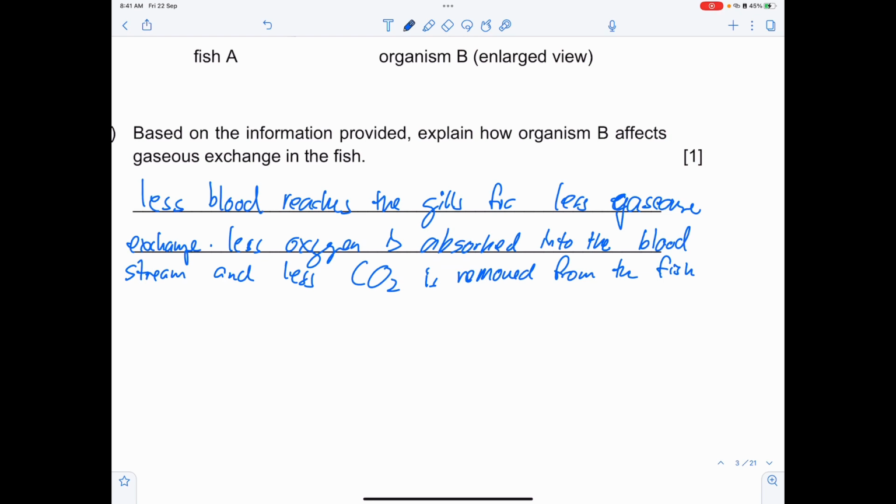Because they say gaseous exchange, you will need to talk about both oxygen and carbon dioxide. It's not enough to just talk about oxygen like how you would usually do. Okay? Next.